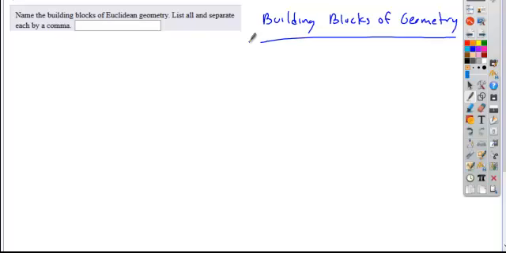All right, so regarding the building blocks of geometry, there's three elements that form these building blocks. The first is point. A point is just a representation of a position or location in space. It's not an actual physical thing.